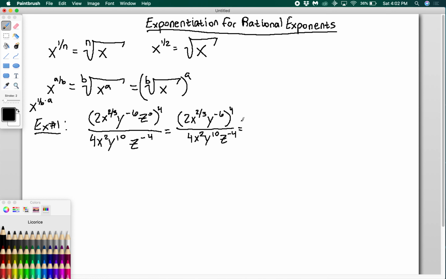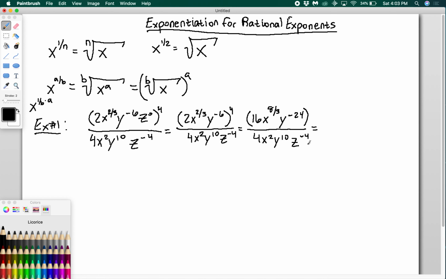Then what I'm going to do is distribute this power in here. And just because I have a fraction, it doesn't change how a power to a power works. I'm still going to have 2 to the 4th, which is 16, times x to the 2/3 times 4, which is 8/3, times y to the negative 24, divided by 4x squared y to the 10th z to the negative 4th.